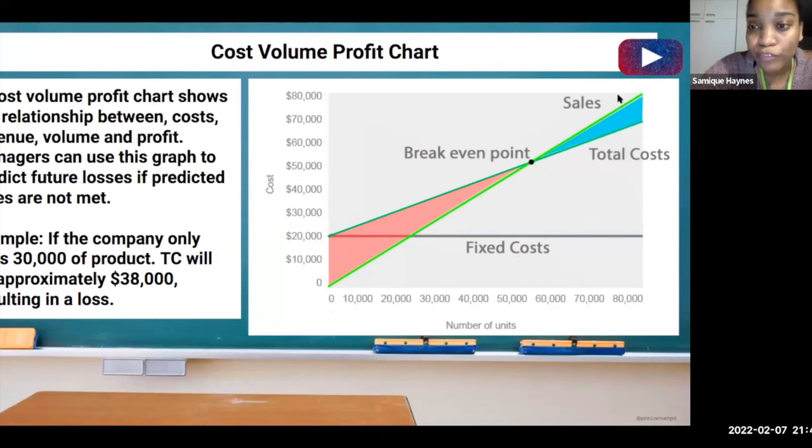But where our sales cost and our total cost intersects is our break-even point. And when you get the slides, if you want to look at this video to see a little bit more about how people use these charts in order to make decisions, you can do that.